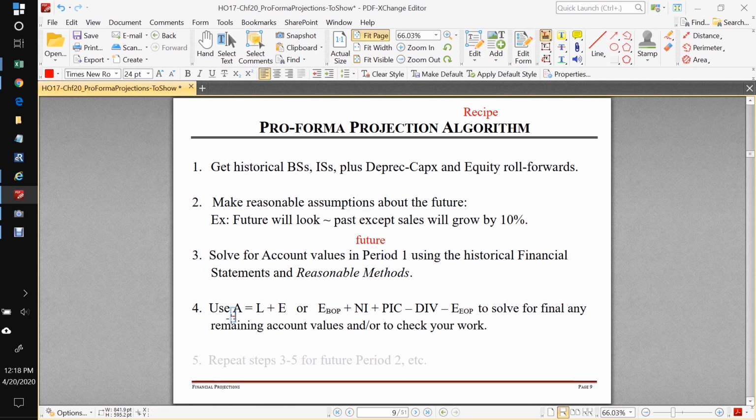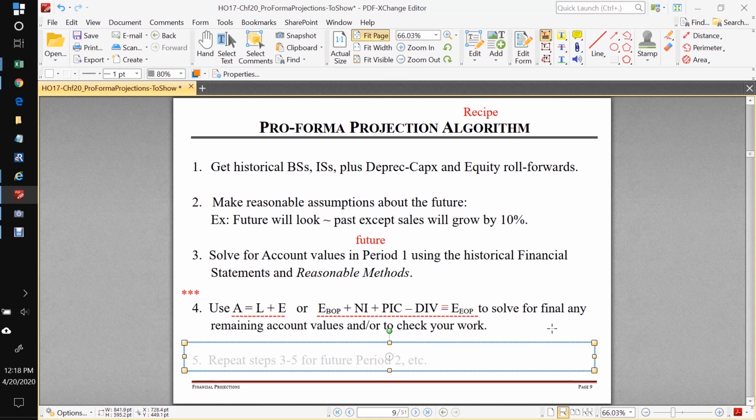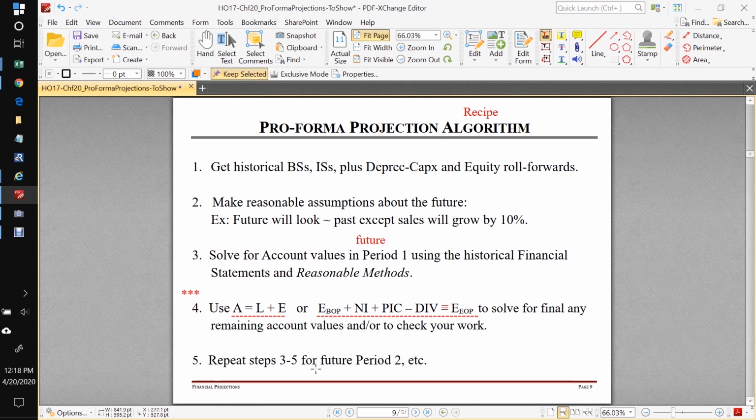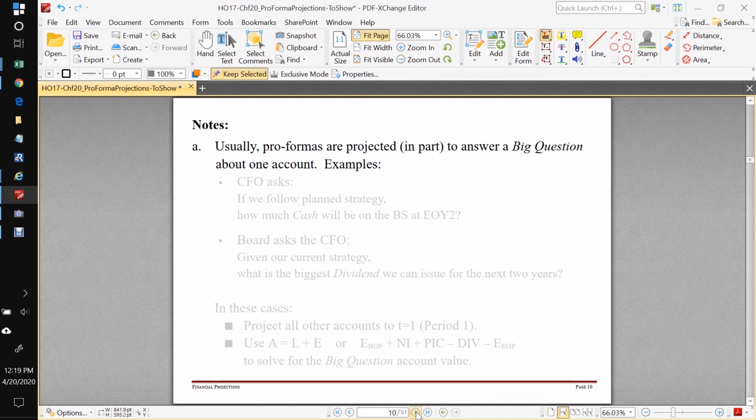So to get any final leftover values, we use one of these two accounting equations to help us out: assets equal liabilities plus equity at all times under all circumstances, and or equity at the beginning of the period plus net income plus paid in capital minus dividends is equal to equity at the end of the period. So we'll do that for our first future period, and then if we want to go into further future periods, we just do the same thing for period 2, and so on. So it's relatively straightforward. We're just going to have to keep our wits about us as we go ahead with this.